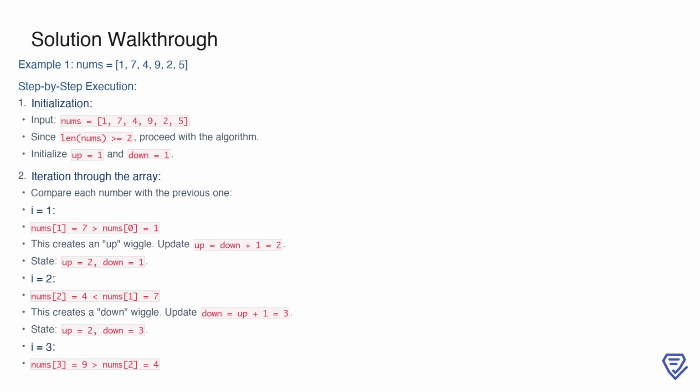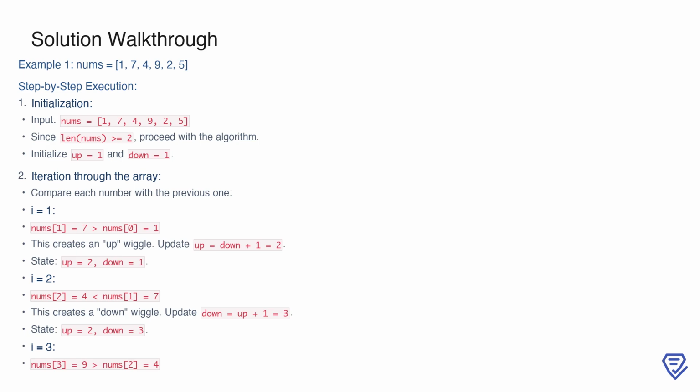Now, as we iterate through the array, we compare each number with the previous one. For i equals 1, we see that nums[1] equals 7 is greater than nums[0] equals 1, which forms an upward wiggle. To account for this, we update up to down plus 1, resulting in up equals 2 and down equals 1. Next, for i equals 2, nums[2] equals 4 is less than nums[1] equals 7, which forms a downward wiggle. This updates down to up plus 1, giving us up equals 2 and down equals 3.